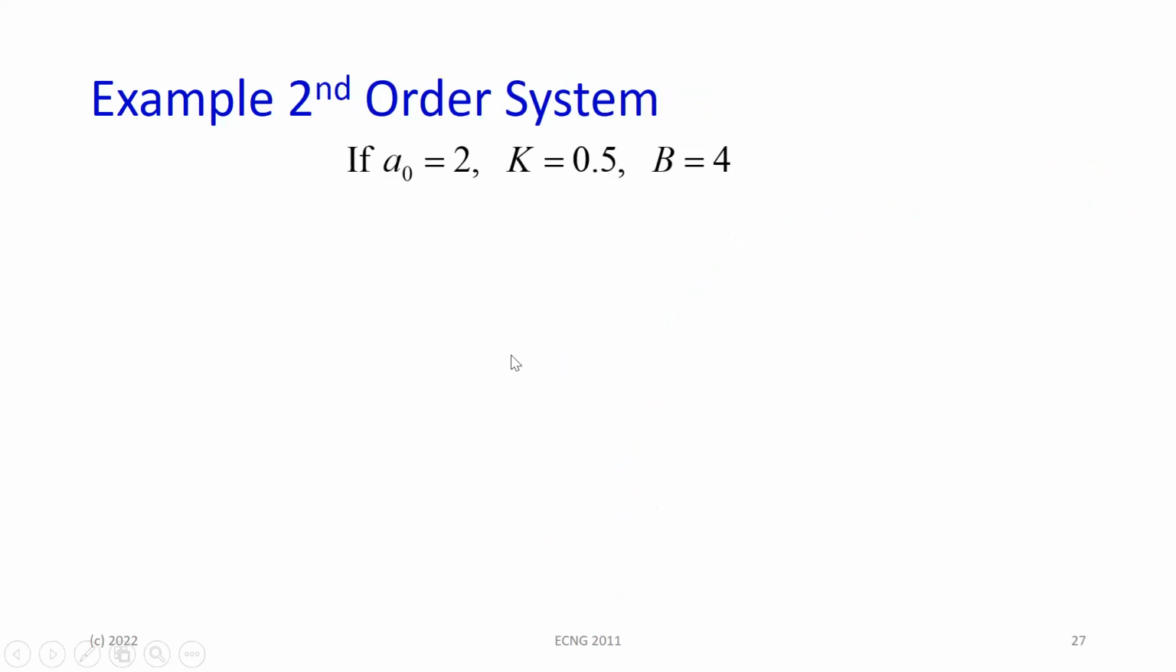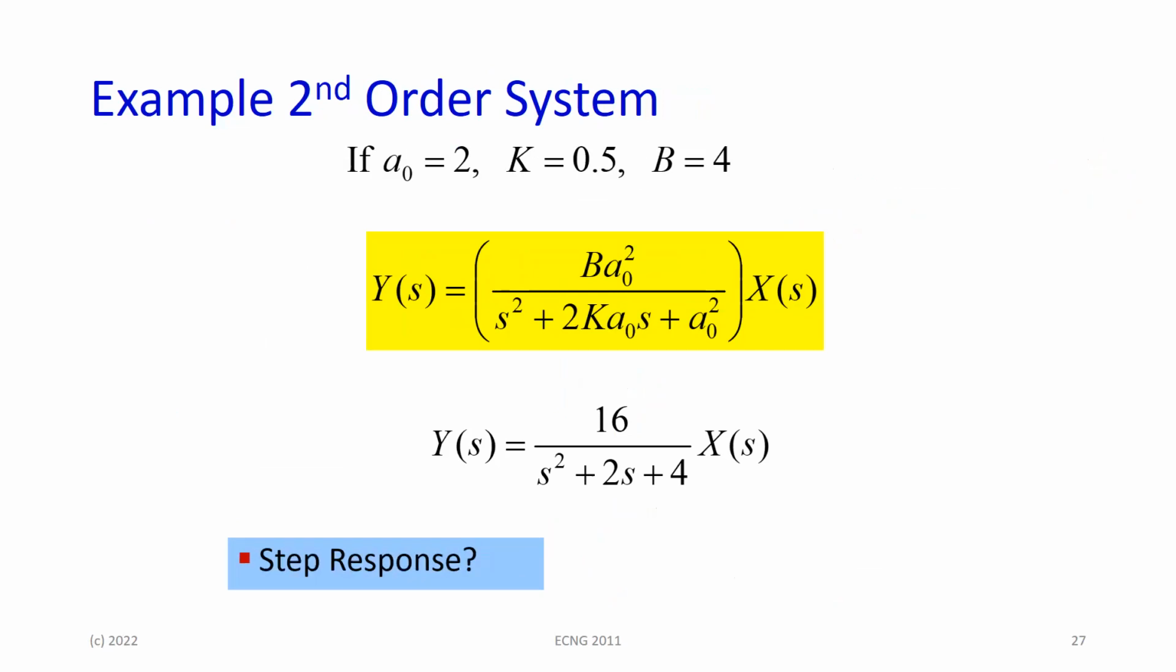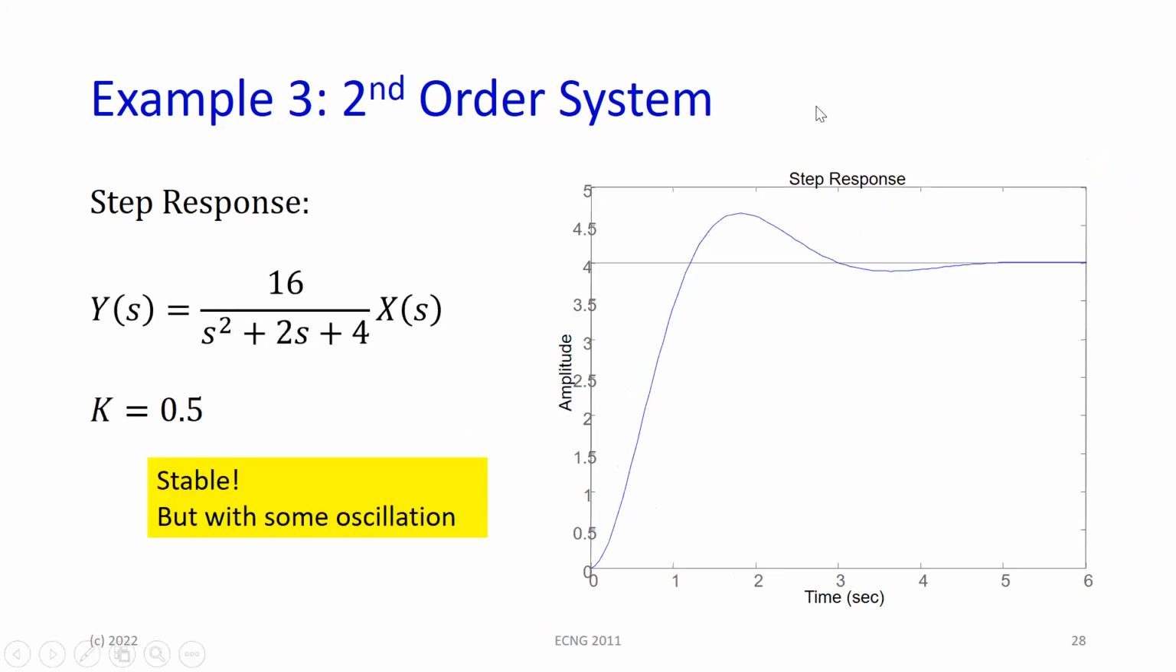So let's play around now with K between 0 and 1. If K is 0.5, we keep the same 2 constants as before. The transfer function becomes that. X(s) is 1 over s. You do the step response now. Notice what it's going to do.